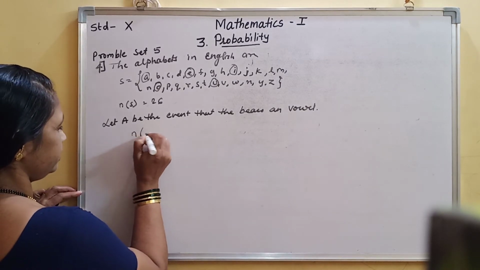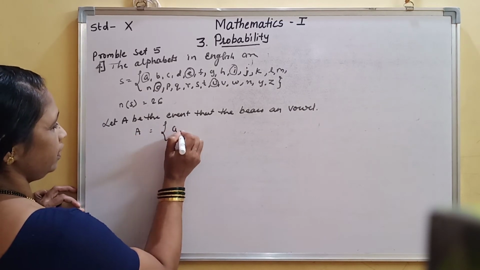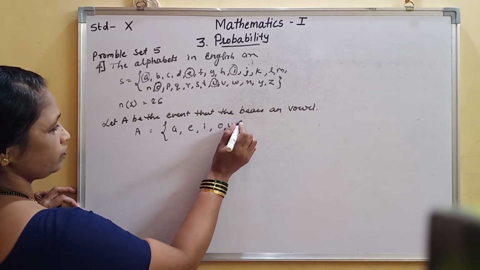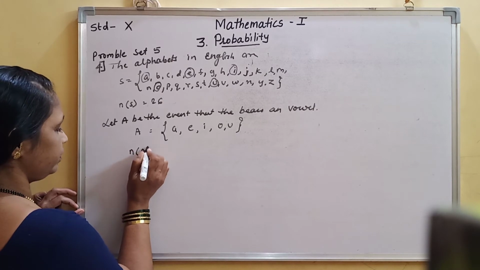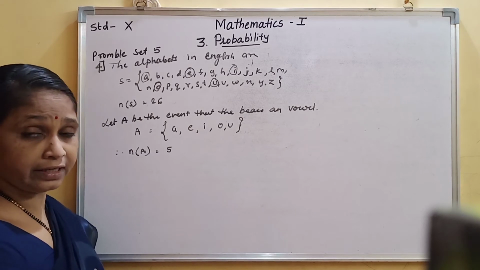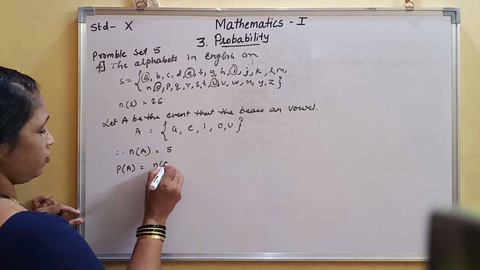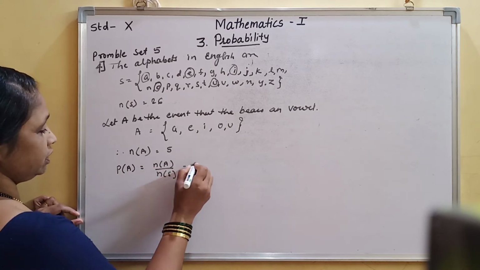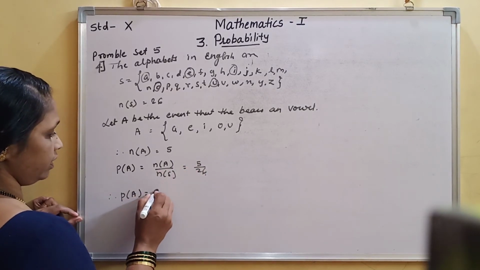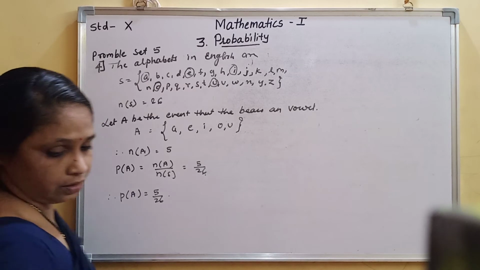So A will be equal to what? A, E, I, O, U. Okay, therefore n of A will be equal to 5. Now we want to find the probability of getting a vowel. So probability of event A will be equal to n of A upon n of S, which is equal to 5 upon 26. Therefore probability of getting a vowel is 5 by 26. Okay, 5 by 26.